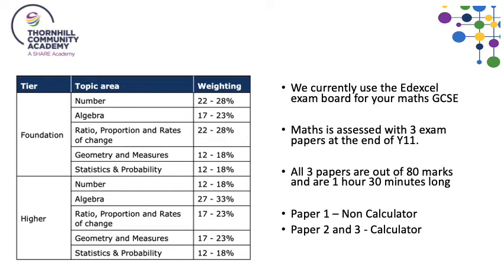The exam papers are all out of 80 marks each, and the papers are 1 hour and 30 minutes long. Okay, so altogether you're looking at 240 marks available to you. Your paper 1 is your only non-calculator paper, so you have 1 non-calculator paper and 2 calculator papers.